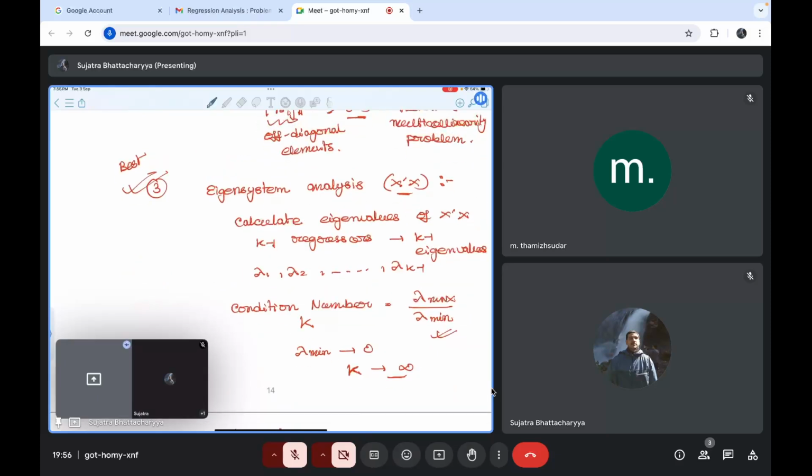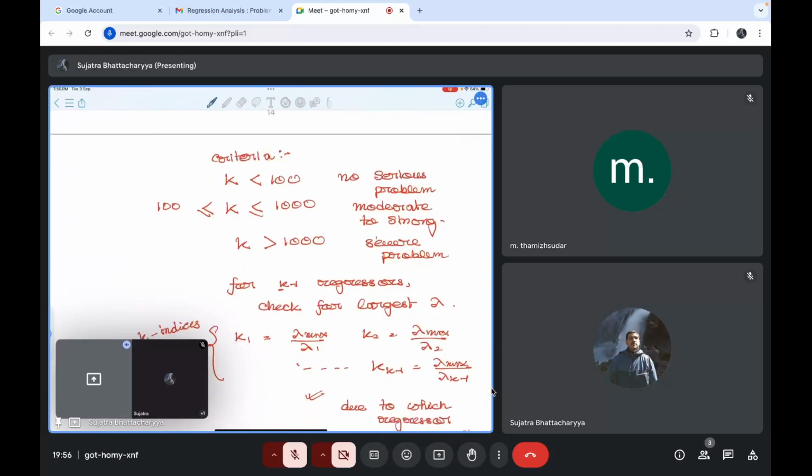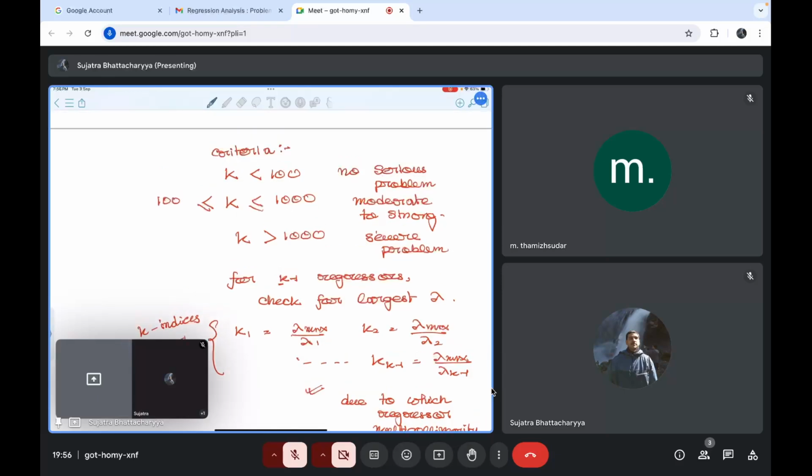But the best is the eigensystem analysis, where we calculate the condition number, which is lambda max by lambda min. For a two regressor variable, there are two lambdas, so it is easy to find lambda max and lambda min. But if you have more than two regressors, you have to check each and every index, finding lambda max from all the lambdas and then taking the ratios. The criteria here: K less than 100, no serious problem. Between 100 and 1000, moderate to strong, and K greater than 1000 is a severe problem of multicollinearity.